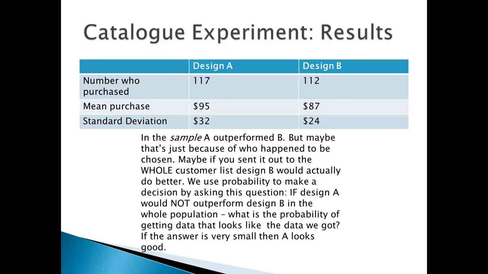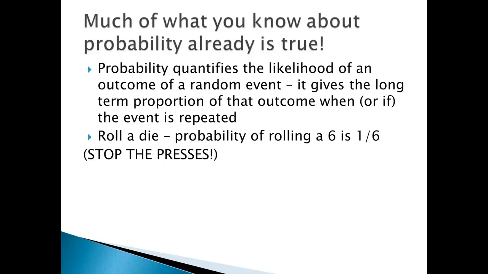So let's begin. Much of what you know about probability is already true. It quantifies the likelihood of an outcome of a random event. It gives the long-term proportion of that outcome when or if the event is repeated. If you roll a die, the probability of rolling a 6 is 1/6. So there's a huge surprise. A die has 6 sides, only one of them has a 6 on it, so there's a 1 in 6 chance.